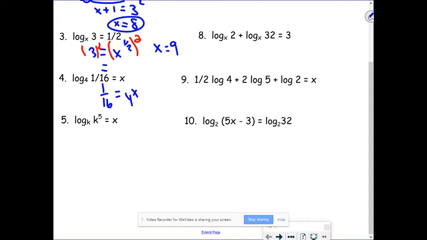1/16, change a base. Log base 4, so that becomes 4 to the x is 1/16. Now, 1/16 I could think of as 4 to the negative 2, and that equals 4 to the x, so x is negative 2 there.